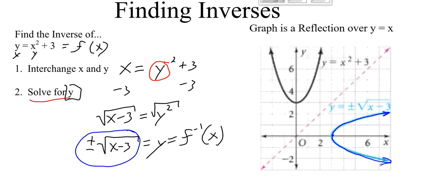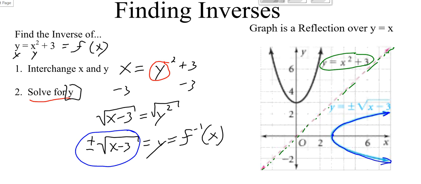When we talked about graphing these, we talked about these graphs being sideways parabolas. Well, that's exactly what they are when we graph them together, because they reflect that parabola of our original function, y equals x squared plus 3. And we reflected it over that y equals x line.